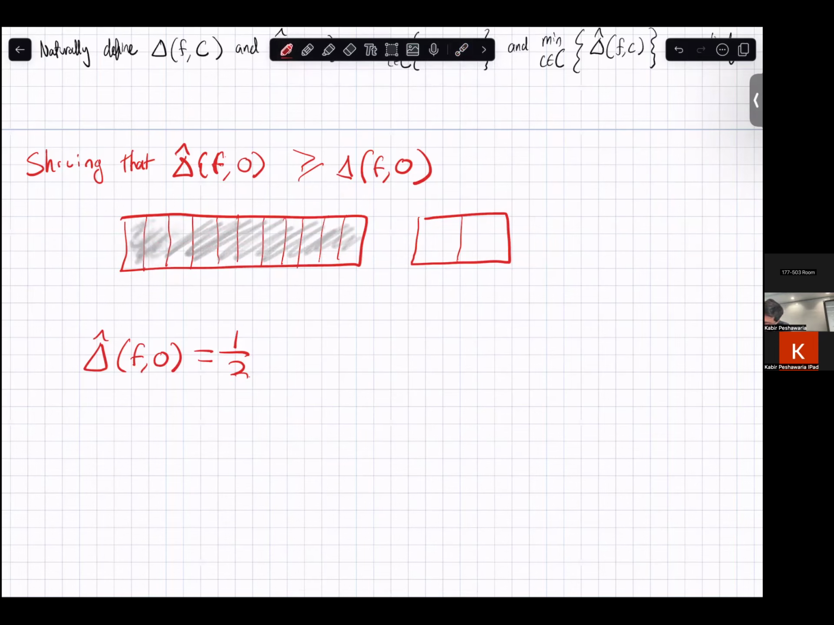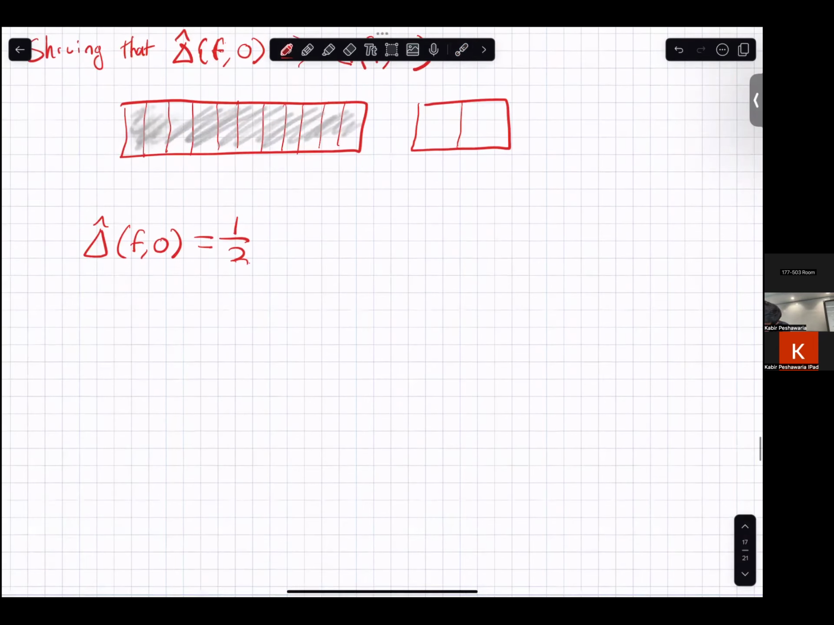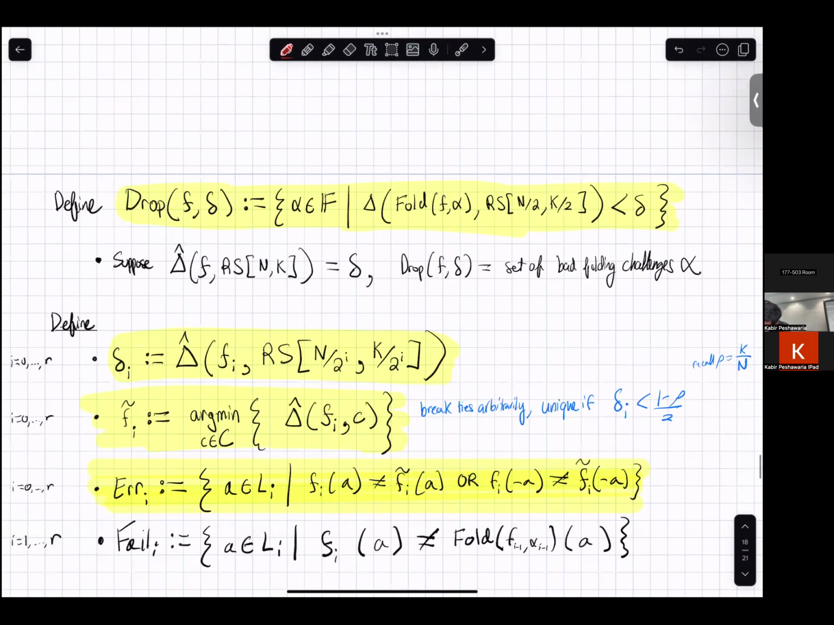But like what is my, I have no idea what's going on with my iPad.